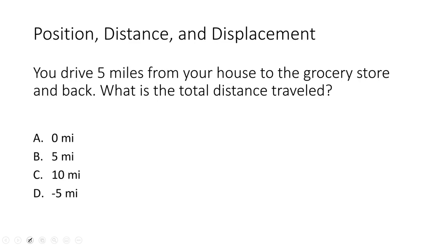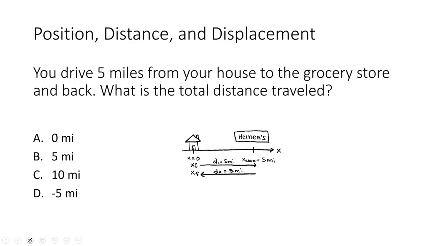All right, let's wrap up with some quick questions to make sure that we understand the concepts of position, distance, and displacement. So you drive 5 miles from your house to the grocery store and back, and we want to know what is the total distance that you traveled. Okay, when I solved this problem, I thought about what grocery store is about 5 miles from my house, and that would be Heinen's for me, the one on Green Road.